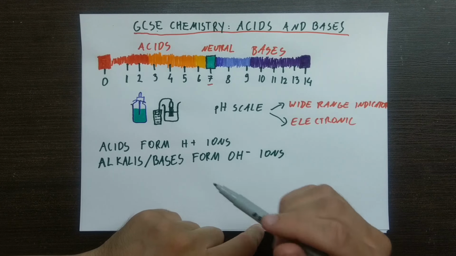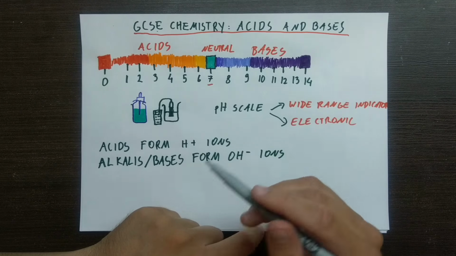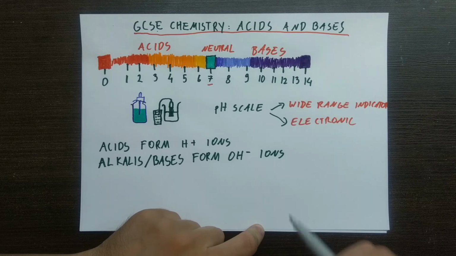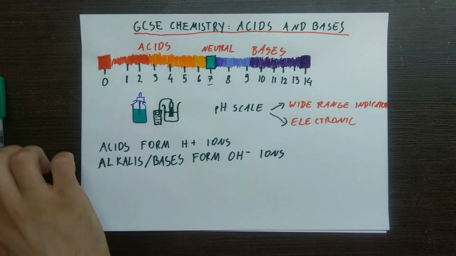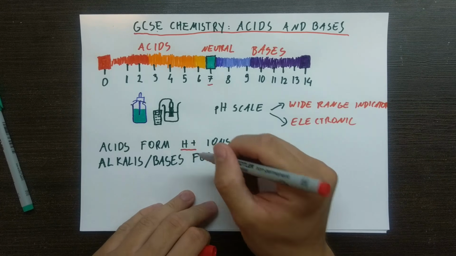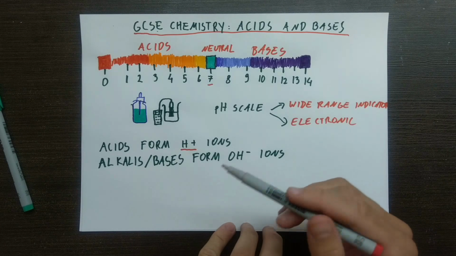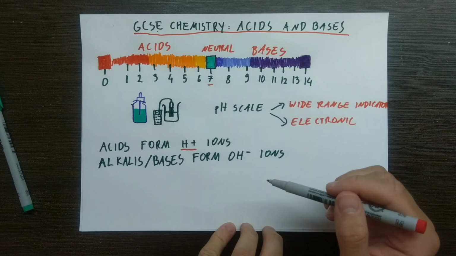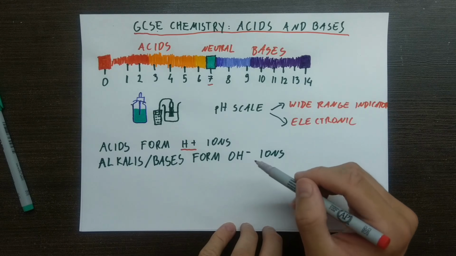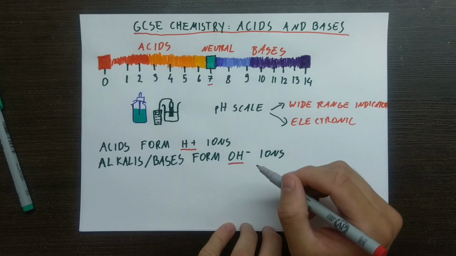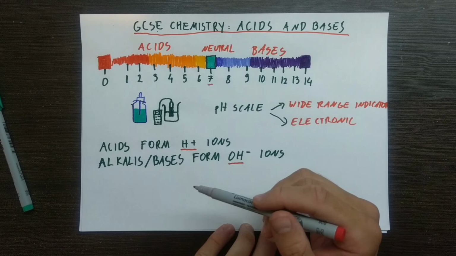Now, what are acids and what are bases? Well, acids are molecules and compounds that, when dissolved in water, end up forming hydrogen ions, the H plus ions. Whereas alkali, the bases, are similar in a way that they form ions in water. However, they form hydroxide ions. They form OH minus ions. So this is important because this explains a lot of properties of acids and bases.